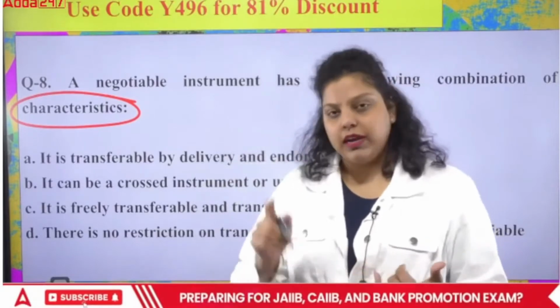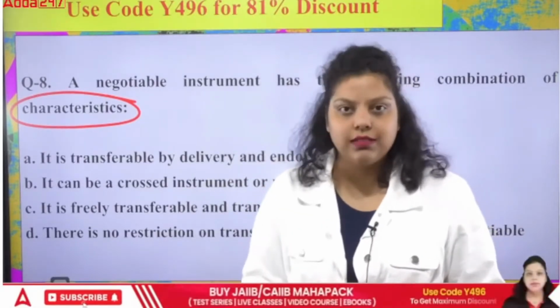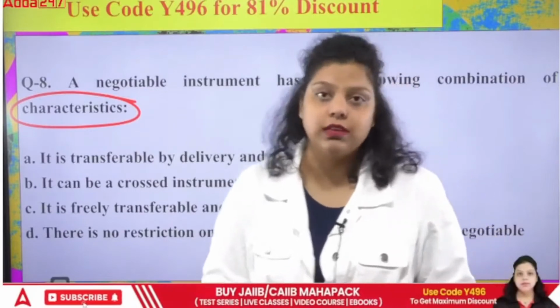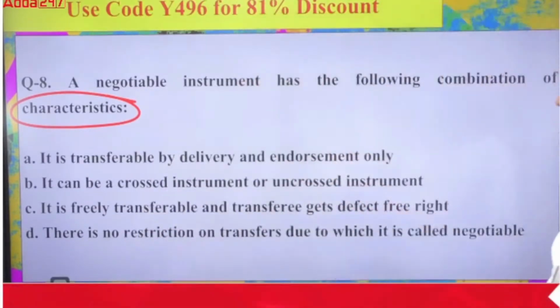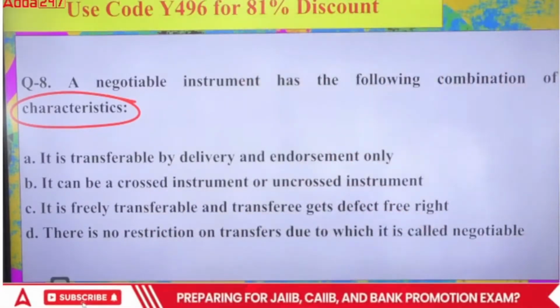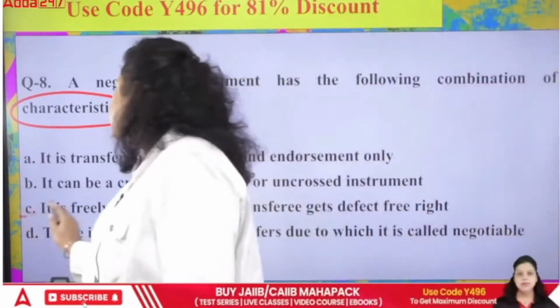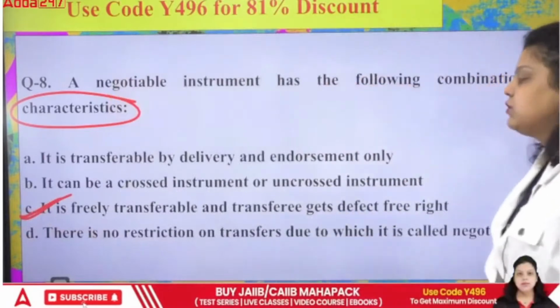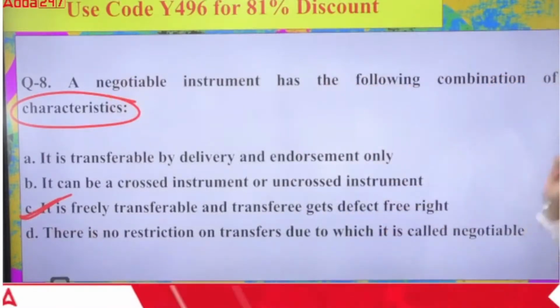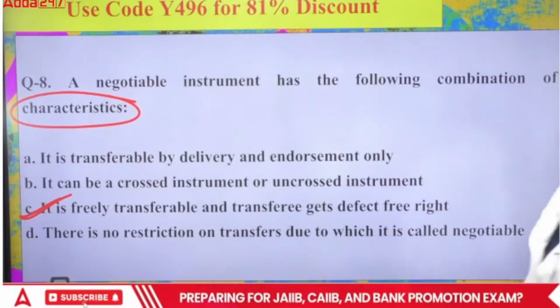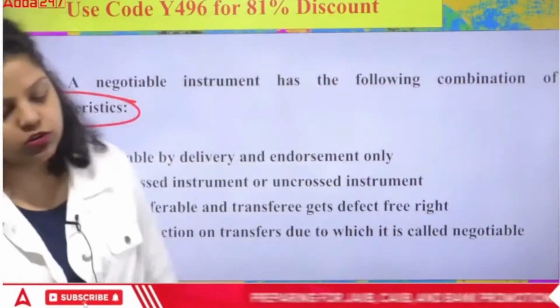So promissory note is defined under section 4, bill of exchange is defined under section 5, and the check is defined under section 6. So now which of the following will be correct? I have told you that negotiable instrument means the instrument which can be freely transferred. It means the right answer will be C. So it is freely transferable and the transferee gets a free right, without defect. So the right answer will be C in case of negotiable instrument.